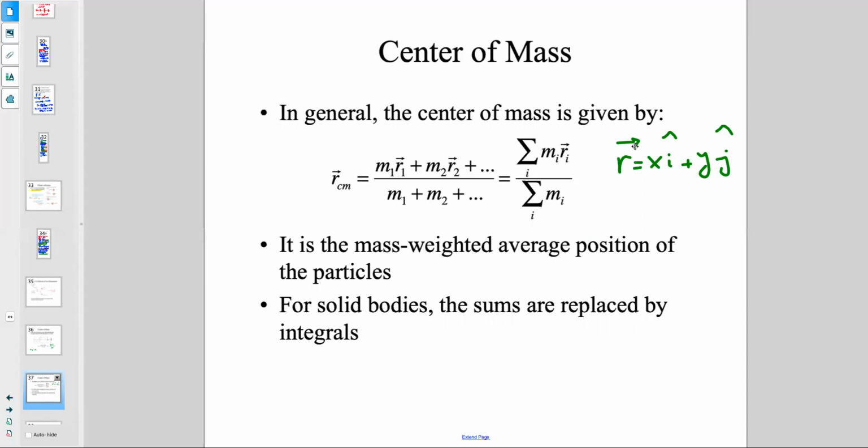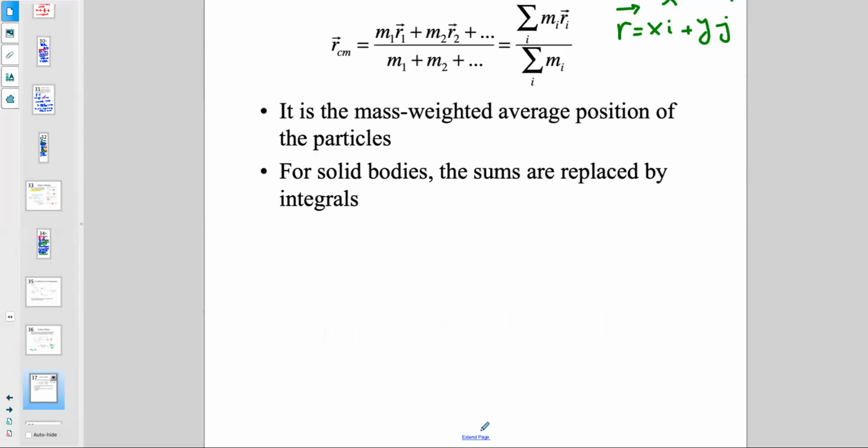For solid bodies, the sums are represented by integrals. So if I have a sphere and I want to find where the center of the mass is, these particles are very tightly close to one another. Or in other words, we have a solid body of enormous number of particles. So rather than having a sum here, I would have an integral here.